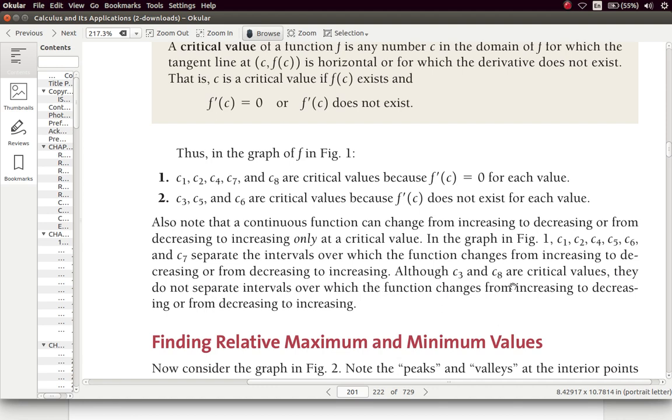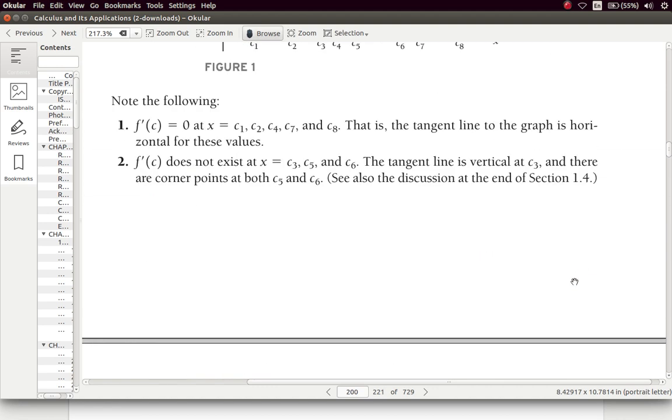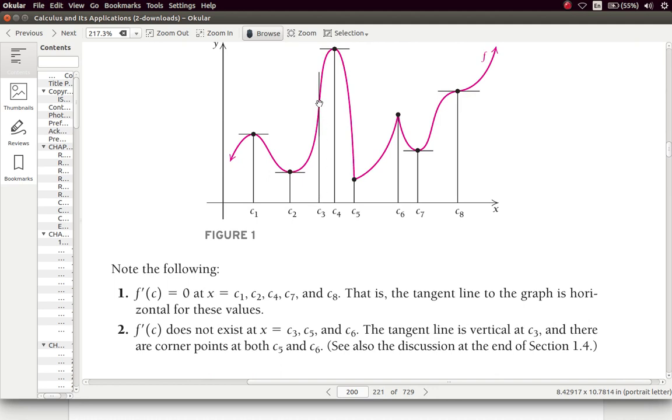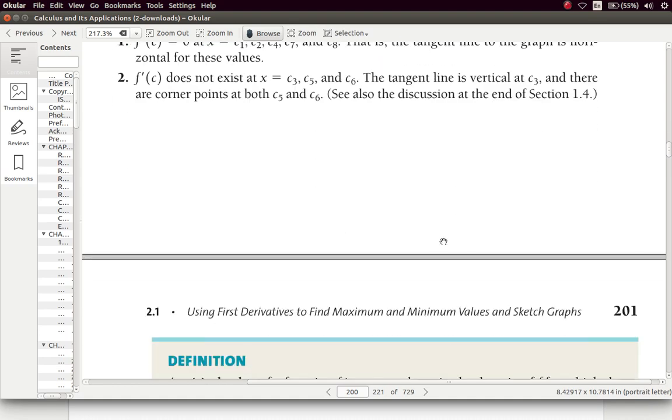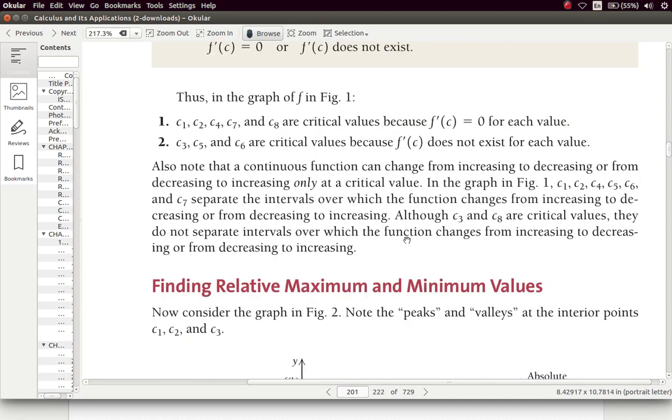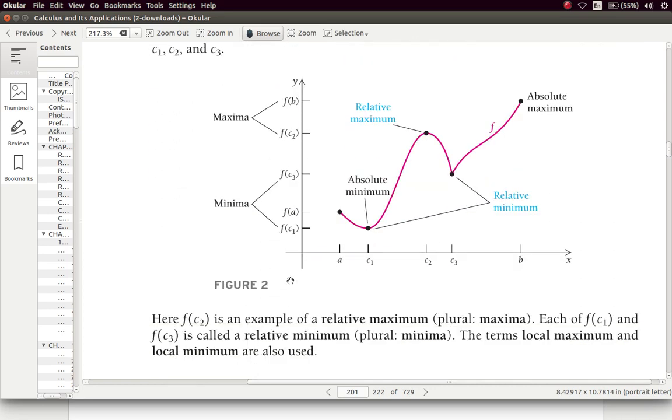Now, although c3 and c8 are critical values, there is no change from increasing to decreasing at c3 and c8. You can see that here. Although c3 and c8 are critical values, they do not separate intervals over which a function changes from increasing to decreasing or decreasing to increasing. Right. So there you have that.